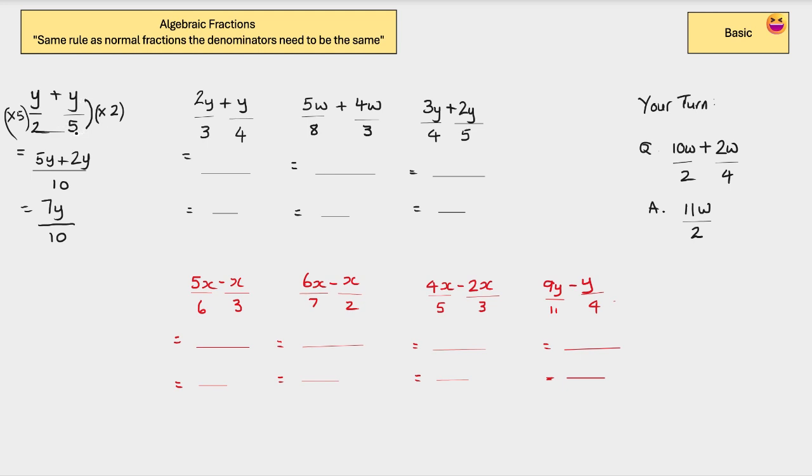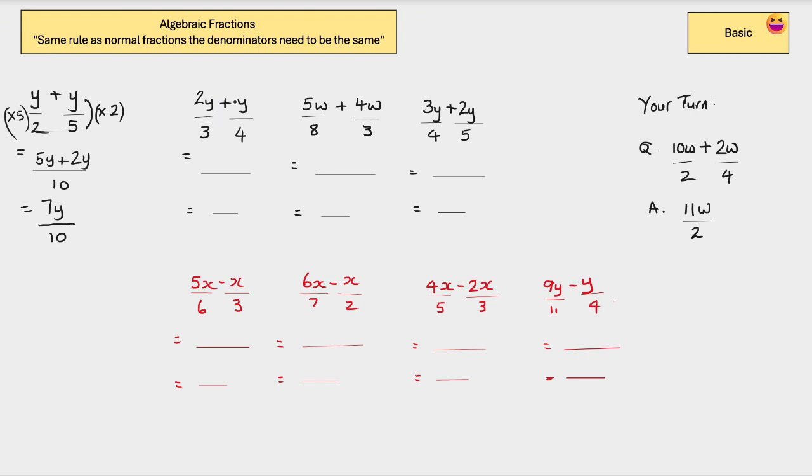You can't just do one and leave it. You have to do both the top and the bottom, the numerator and the denominator. So 5 times y is 5y, 2 times y is 2y over 10. Add them up. Your answer is 7y over 10. Okay? So let's move on.